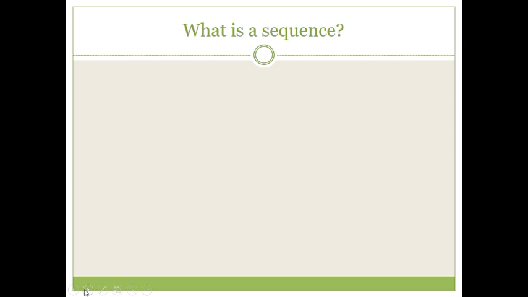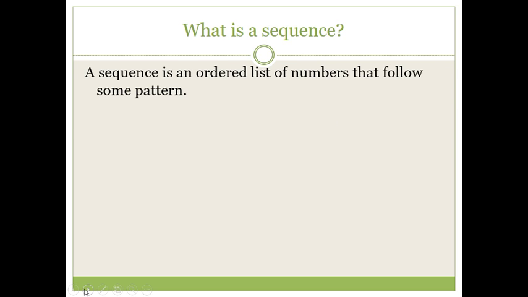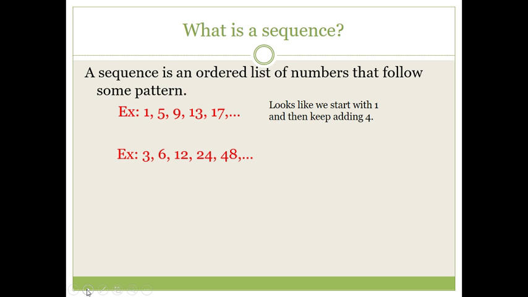So what is a sequence? Well, a sequence is an ordered list of numbers that follow some pattern. So for example, 1, 5, 9, 13, 17. If I'm looking at this list of numbers, it looks like we just start with 1 and then we keep adding 4.